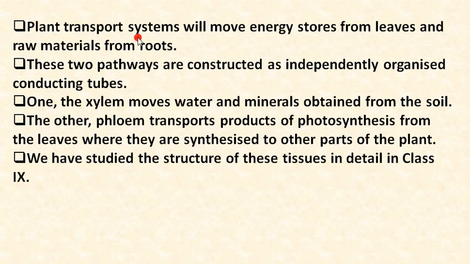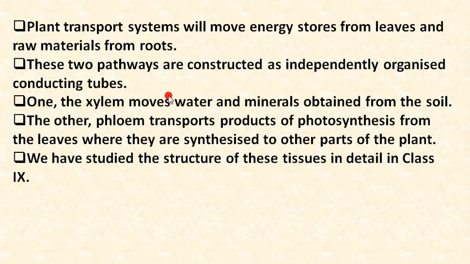Now the plant transport system will move energy stores from the leaves and raw materials from the roots. Here, a very important thing: the energy store from the leaves, meaning carbon dioxide, oxygen, photosynthesis, occurs in the leaves of the plants, and raw materials are transported from the roots. These two pathways are constructed as independently organized conducting tubes.